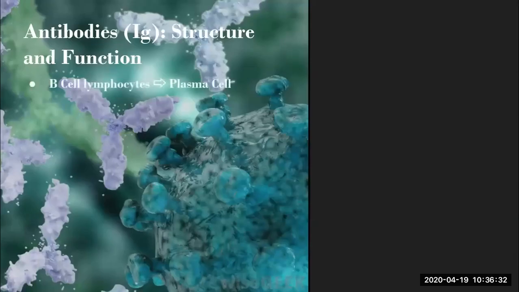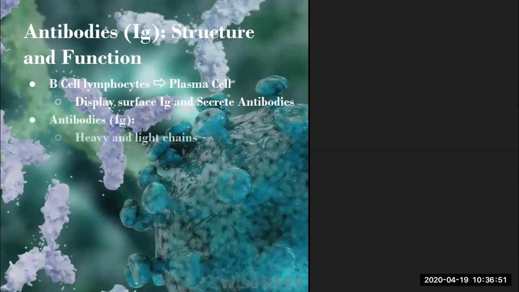So more on antibodies and what they do. I've mentioned the B cell. During its lifetime, the B cell will differentiate into a plasma cell. So this is the final differentiated form of a B cell. Plasma cells display surface antigen like a B cell would, but they also secrete antibodies. These are the cells which make your antibodies. Antibodies are also sometimes referred to as immunoglobulins or Igs. And they consist of a couple different components. We have heavy chains and light chains.